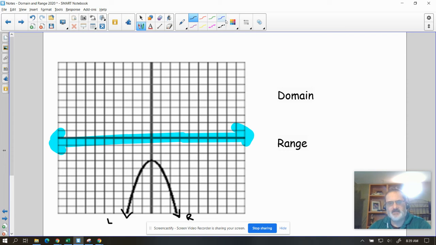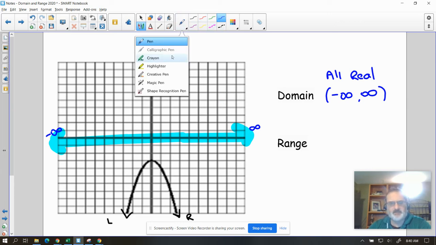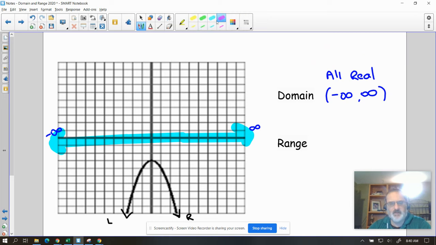So we can say all real, or we can use, and we should use, the interval notation negative infinity to infinity, not including both. So this is infinity, this is negative infinity, and it goes all the way across. Now our range is a little bit different. Our range only drops from here down and goes forever down. There's nothing up here to drop to the y-axis.